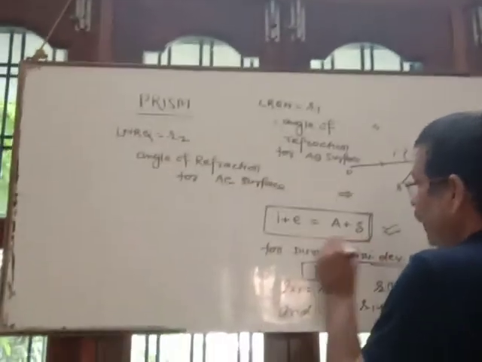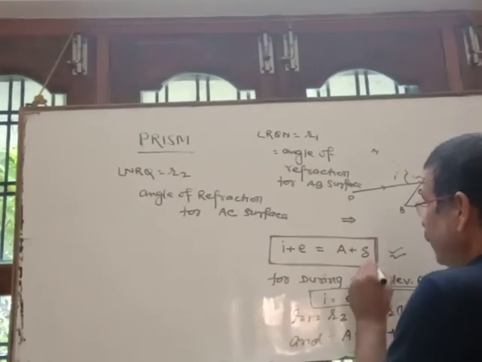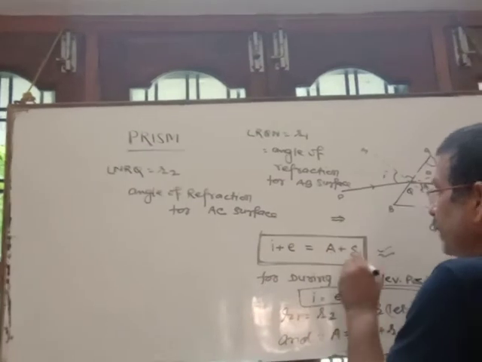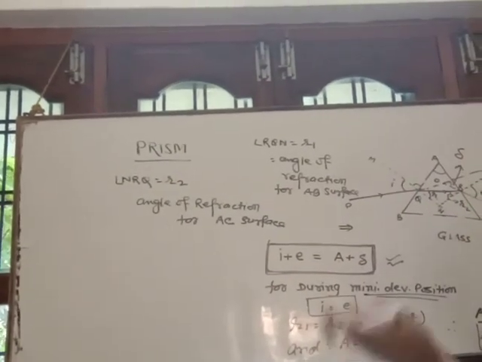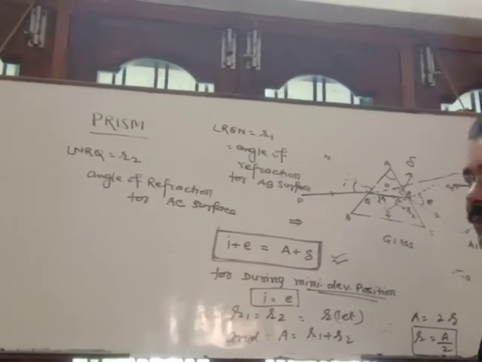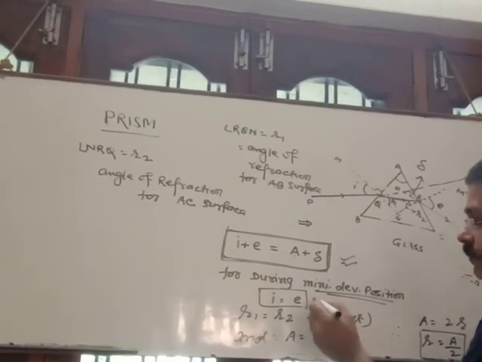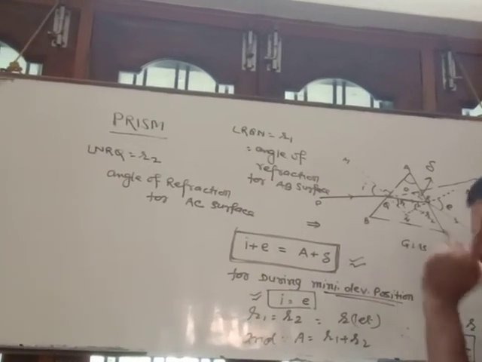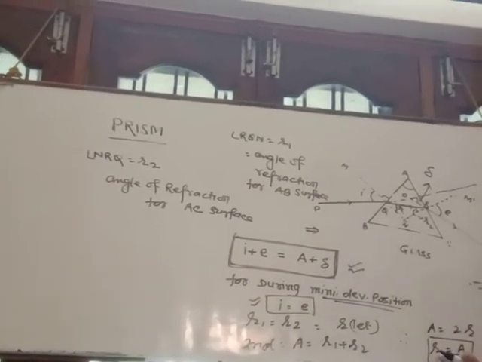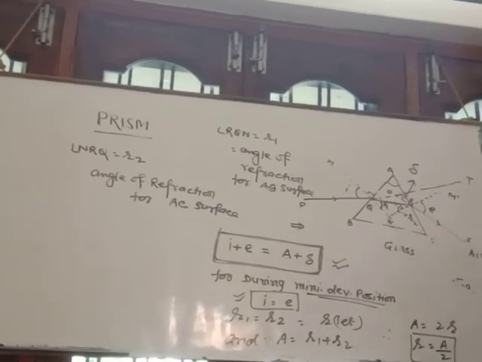Clear? So the sum of the angle of incidence and the angle of emergence is equal to the angle of prism plus the angle of deviation. And during the minimum deviation position, when the deviation of the light ray is minimum, number 1, the angle of incidence is equal to the angle of emergence, and number 2, the angle of refraction is half of the angle of prism.